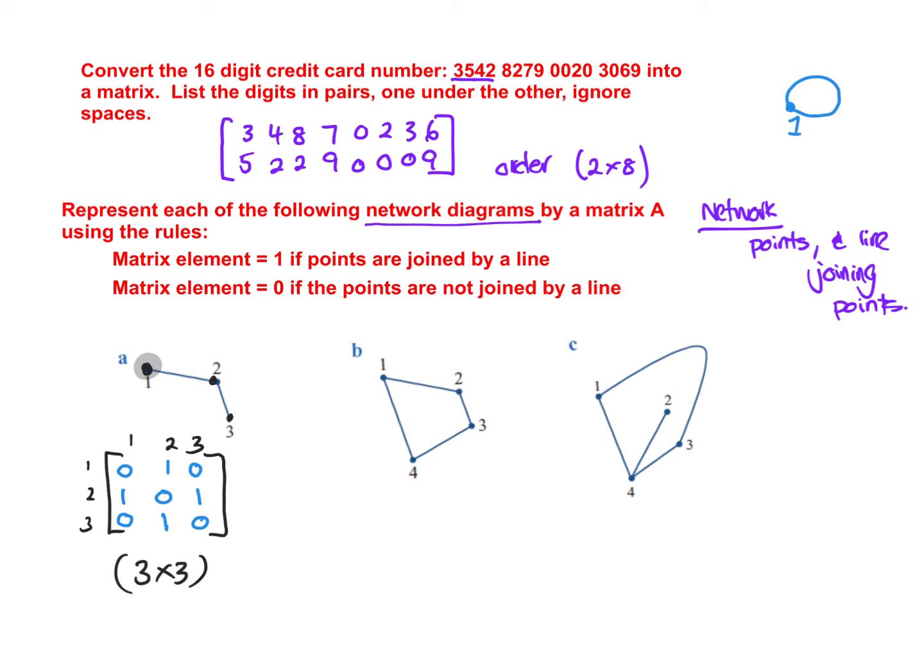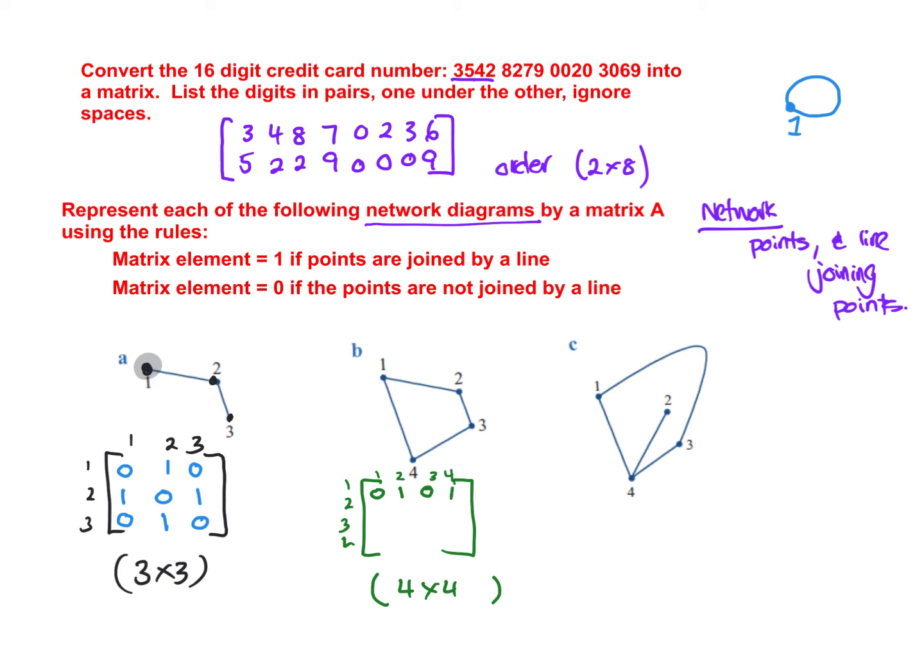So if I had the next one, I've got 4 points, so what would the order of the matrix be for this one? Good, it's going to be a 4 by 4. So what we're going to see is 1, 2, 3, 4, and then across the top 1, 2, 3, 4. Is there a line that's looping back to 1 to 1? No. Is there a line between 1 and 2? Yes. A line directly between 1 and 3? No. A line between 1 and 4? No. Directly. Oh yeah, there is. Sorry, I'll tell you a lie. Yep, good work. So it's a 1.